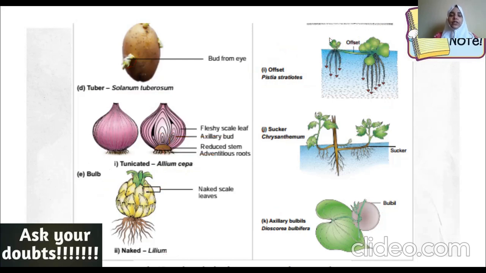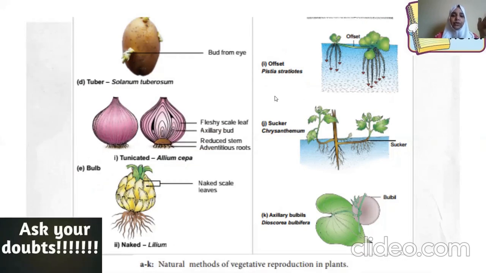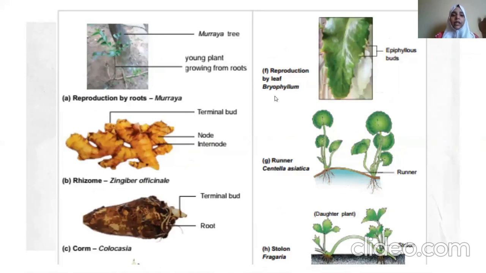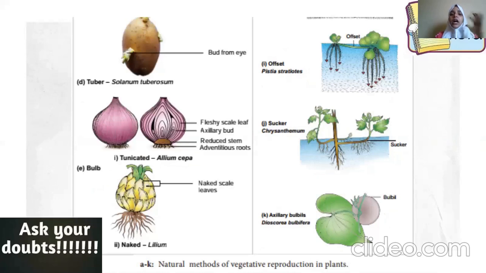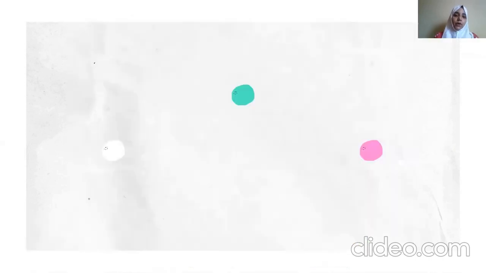So these are the examples you just need to know. Tubers, bulb, stolon, runner, these names you should know. Okay, rhizome, reproduction by roots, reproduction by bud, bryophyllum. Yeah, mostly all the examples I've tried to include over here. There are many more examples. You can read the textbook and make a note of it. If you find any difficulty, you can ask for doubt on the live session. Okay, so these are all natural methods of vegetative propagation.